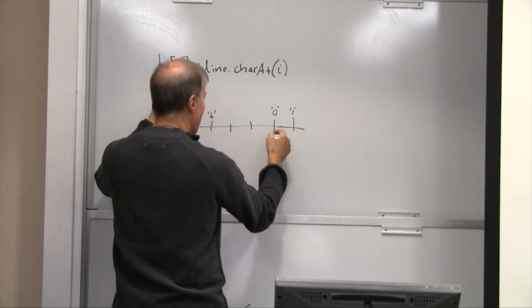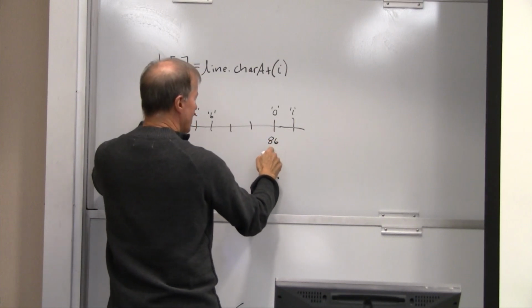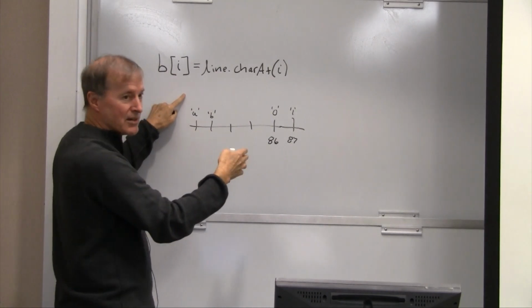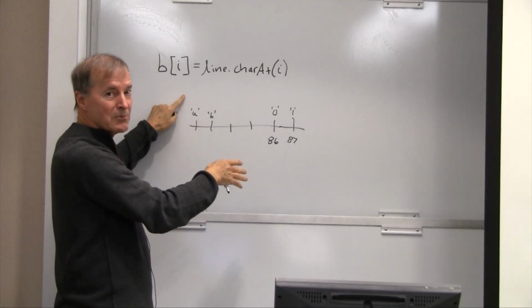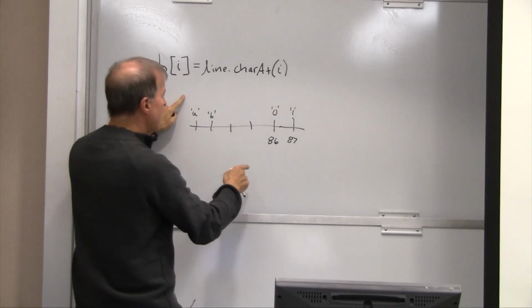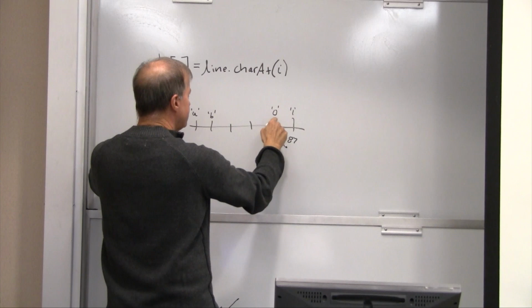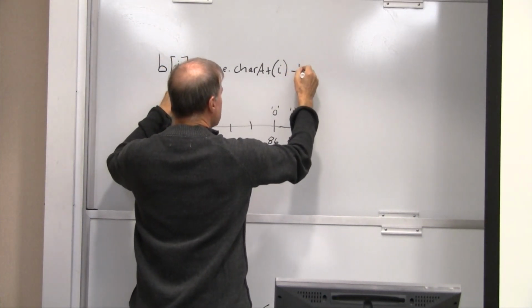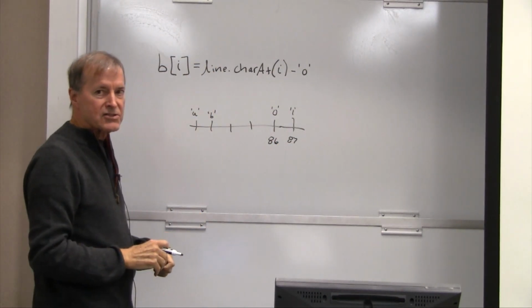This is probably not right. I know it's not right. I'm guessing. So let's just say that this is like 86. Then this one would be 87, and this would be some other number on the number line. I know these are incorrect numbers, but we don't need to know what the right numbers are. So what you do is, you see this 0 has the numeric value 86. So you do line dot charAt minus quote 0 quote. That's the code.